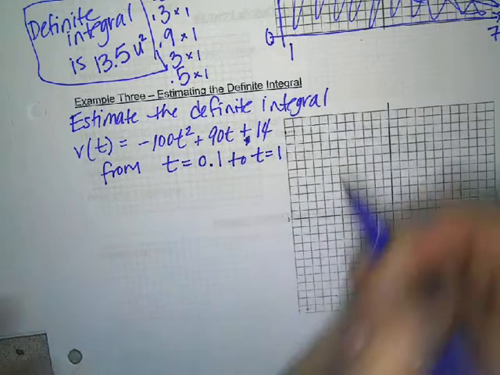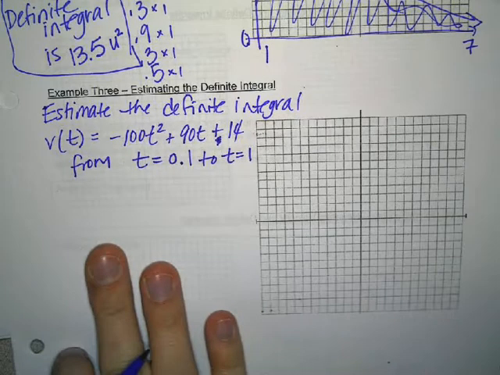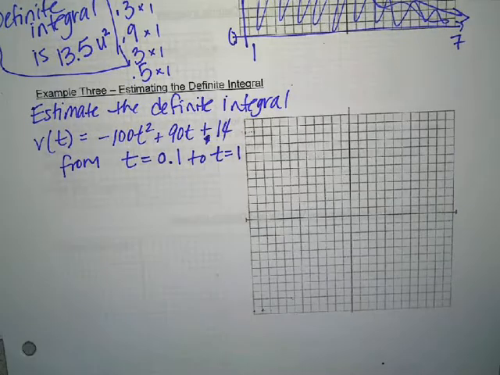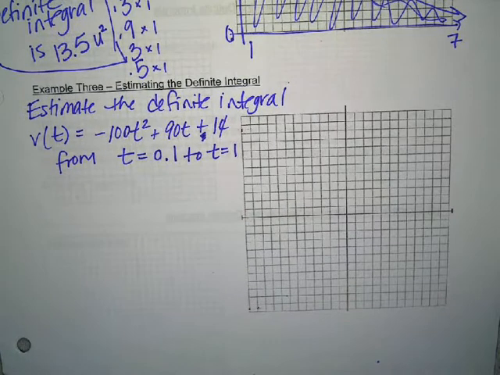Okay, so our new function is a quadratic. It's a quadratic that opens down. And we're looking between the time values of 0.1 and 1. So your first task is to do what with that function? Put it in your calculator and graph it.